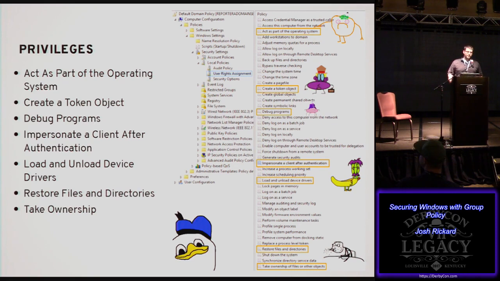The biggest ones, we'll go into these a little bit in detail, but debug programs. Unless you're a programmer or someone in IT in this room, your normal users do not need the ability to debug a program, period. Impersonate a client privilege, take ownership over files, restore files. Why do users ever need to do that? They typically don't.